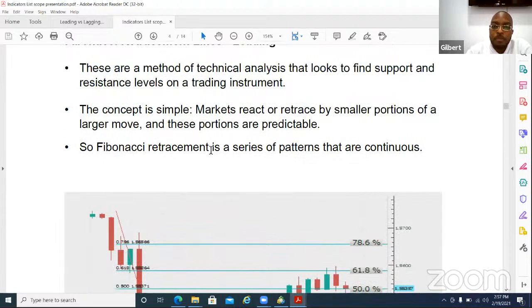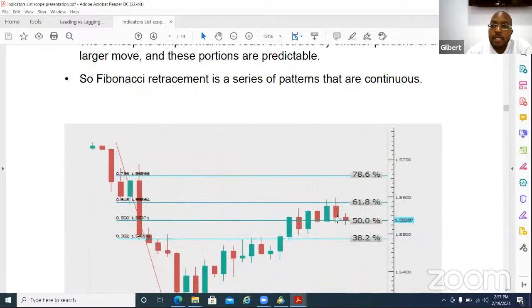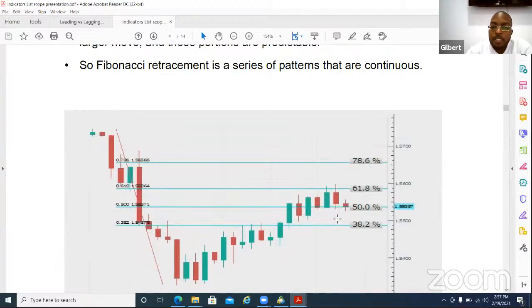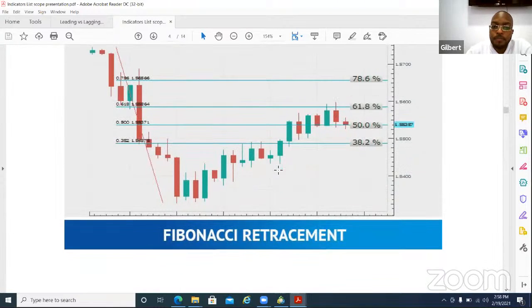So Fibonacci retracement is a series of patterns that are continuous, and we use it to get into a trend. So Fibonacci retracements are used to get us into a trend. So they're not for trend reversal. Fine, you can use them for a trend reversal, but they're mostly used to get into a trend that is likely going to continue moving in that direction.